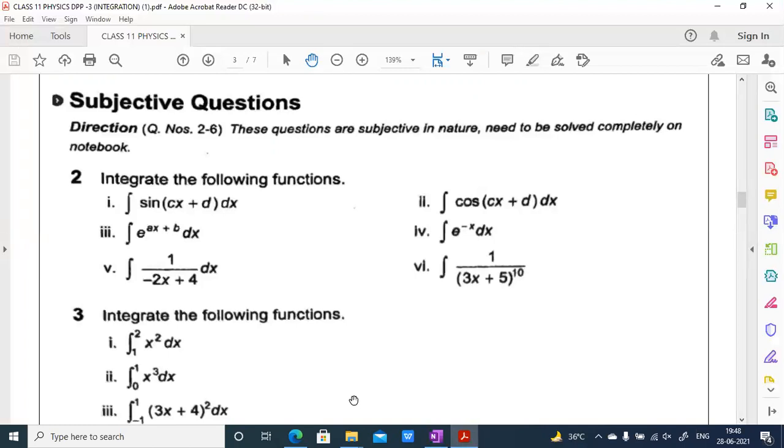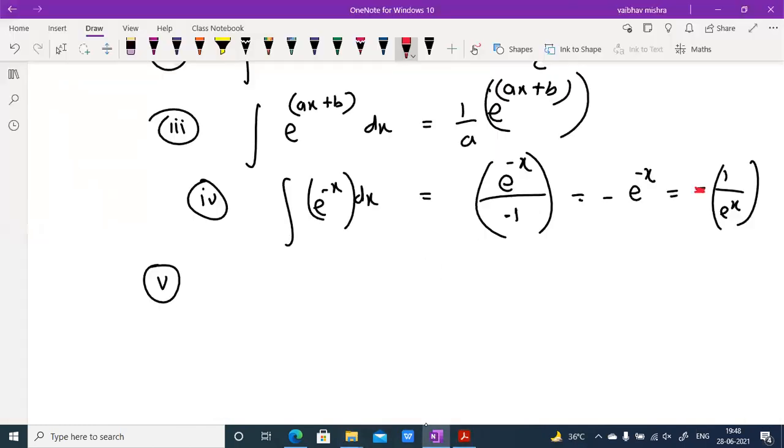Okay, fifth is 1 by minus 2x plus 4. Integration of 1 by minus 2x plus 4 dx. This is a little bit tricky. Sir, yes, there is the answer minus ln 4 minus 2x by 2. Right. You did a little more simplification.